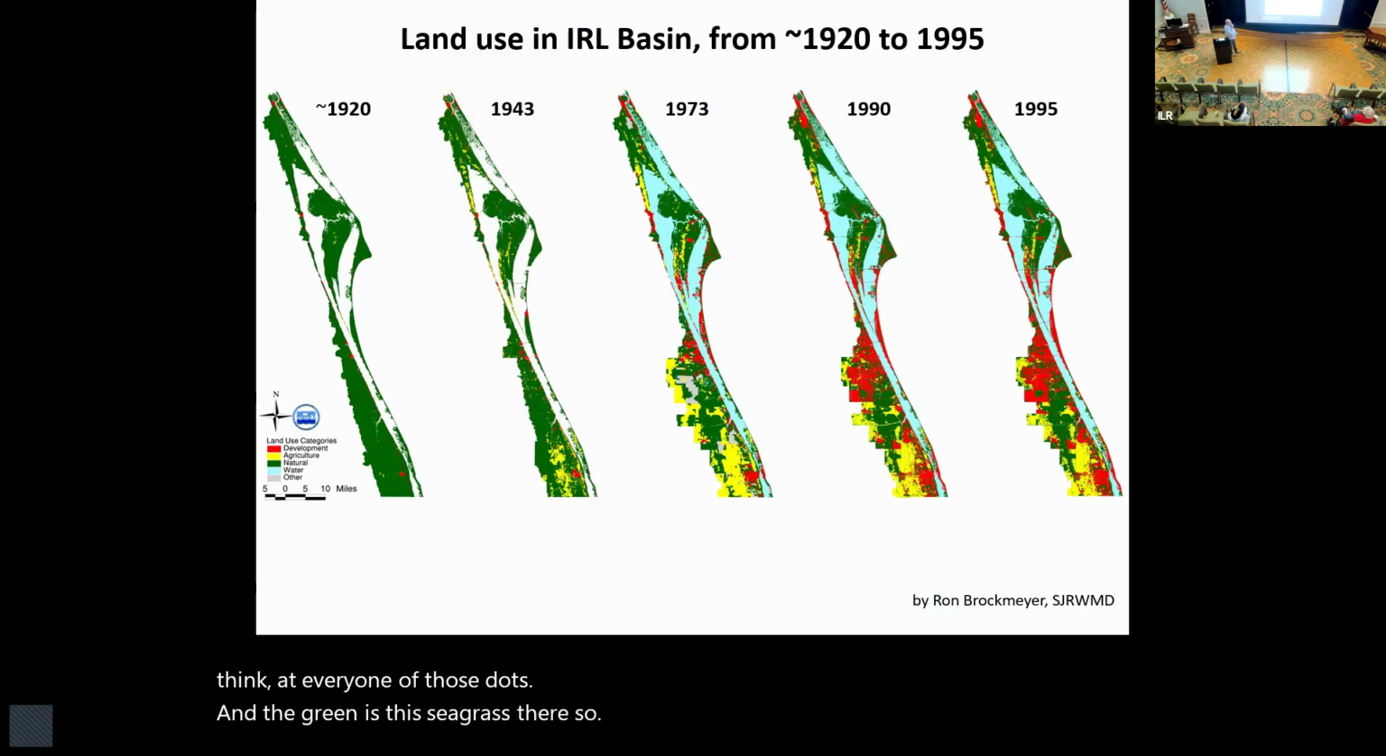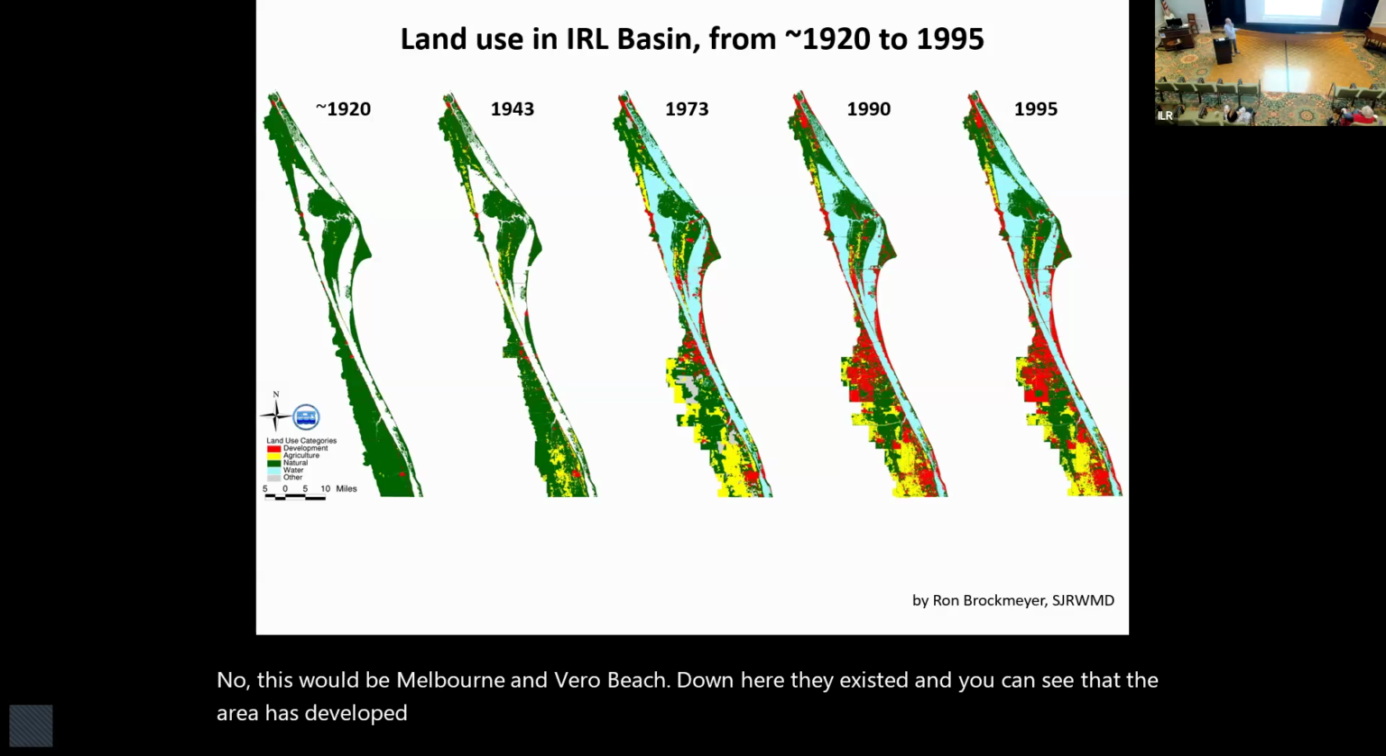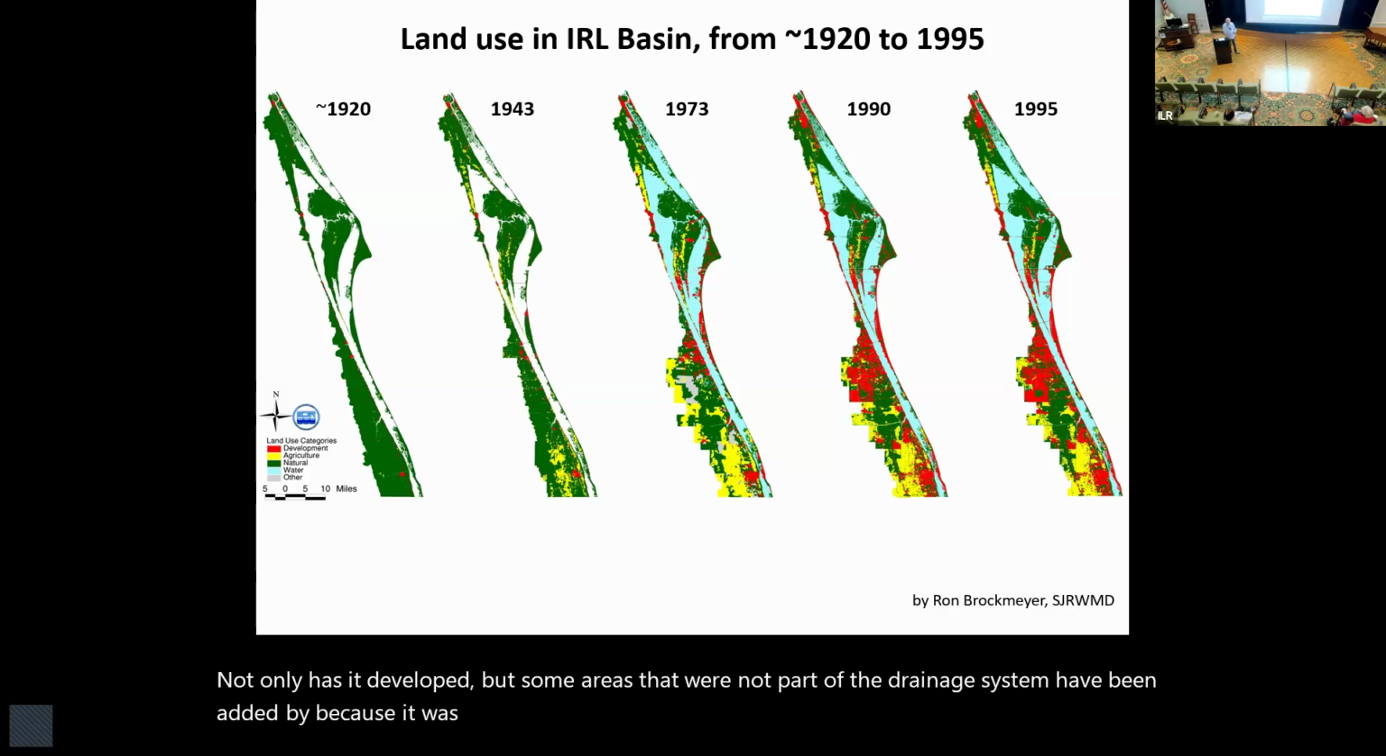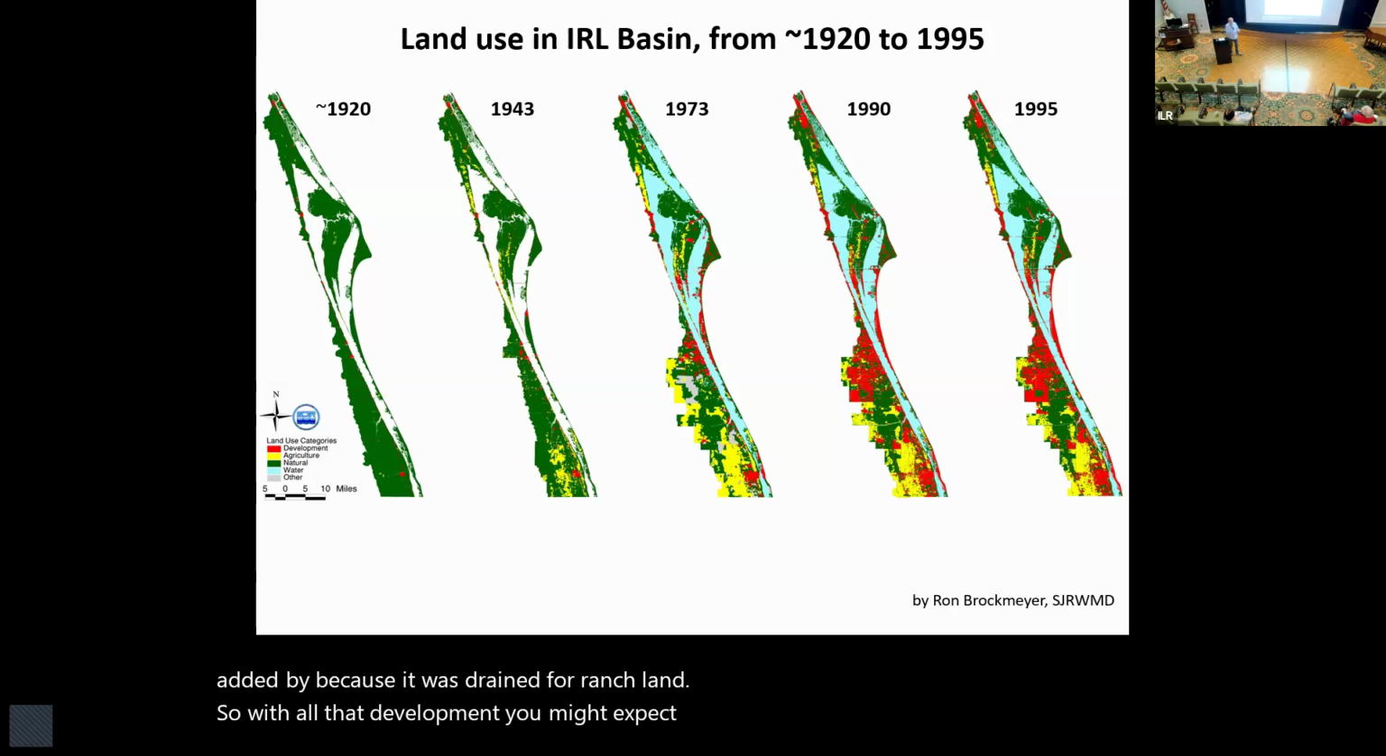So over the course of time, back even in the 1920s, there's Titusville, Cocoa, Melbourne and Vero Beach down here. They existed, and you can see that the area has developed a lot. Not only has it developed, but some areas that were not part of the drainage system have been added because it was drained for ranch land. So with all that development, you might expect, well, there's some problems.